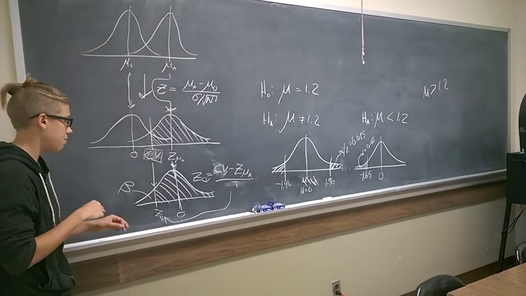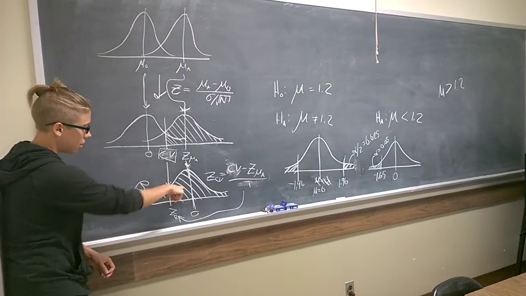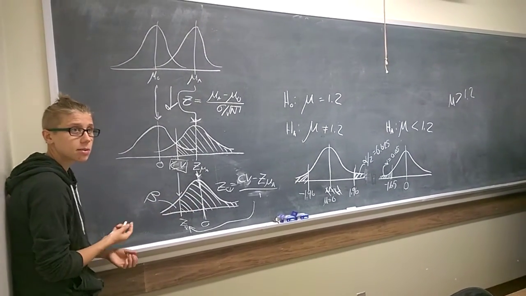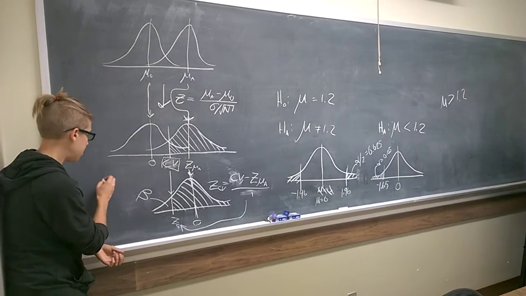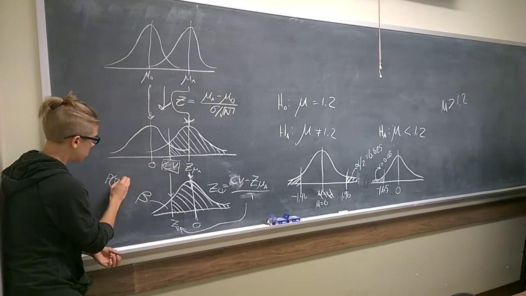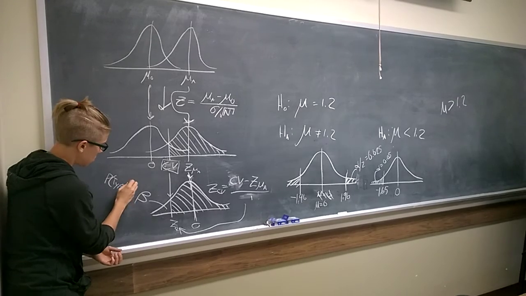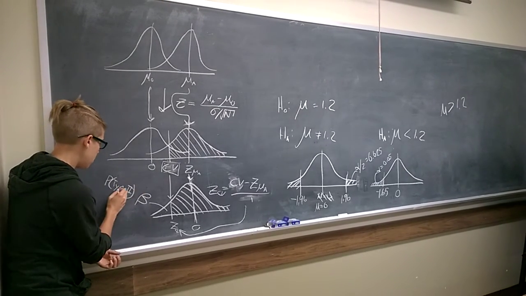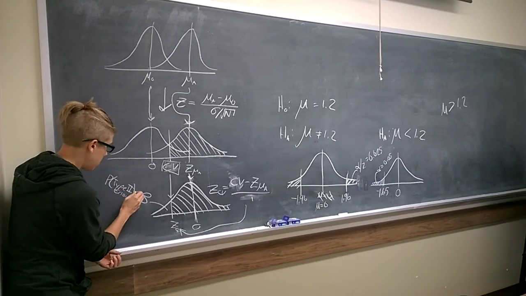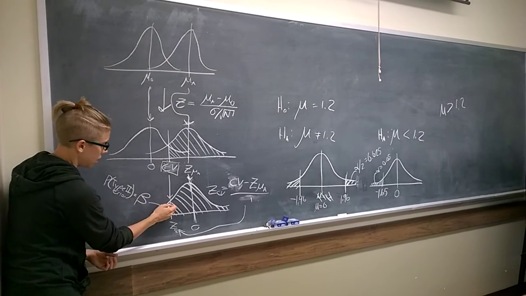So another way to think of power is 1 minus beta. So this is P of type 2 error equals beta, which is this area.